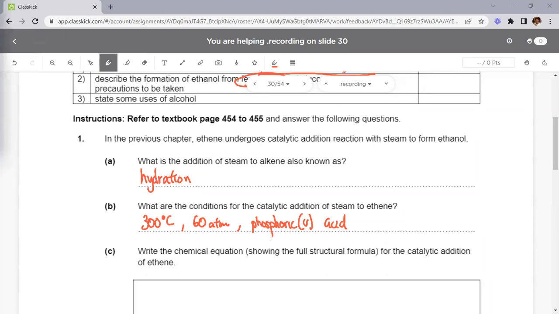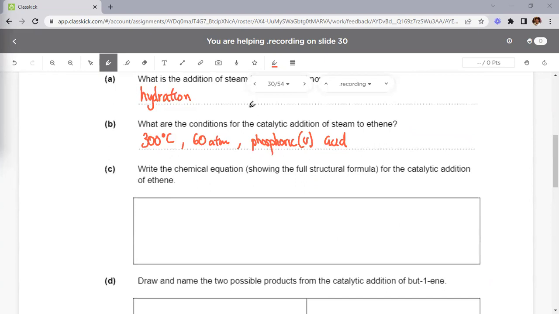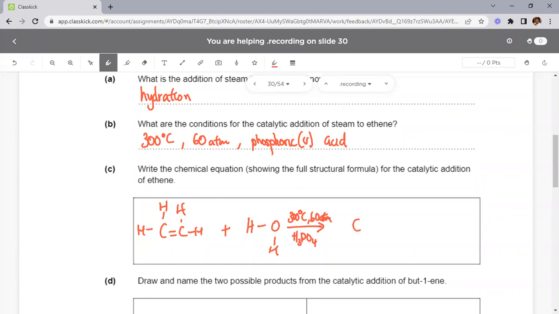So this is the reaction that we will let the ethene undergo to form ethanol. What's the equation? We're going to have ethene. I'm just going to shortcut and run through the whole thing for you. So ethene, and I'm going to add water to it, HOH. We're going to write 300 degrees Celsius, 60 atm, and the phosphoric 5 acid, H3PO4. And my product will be this.